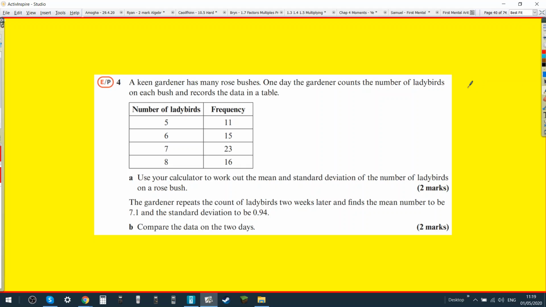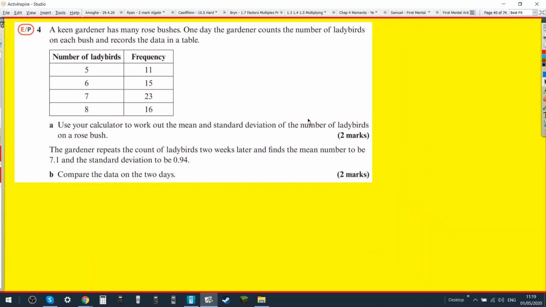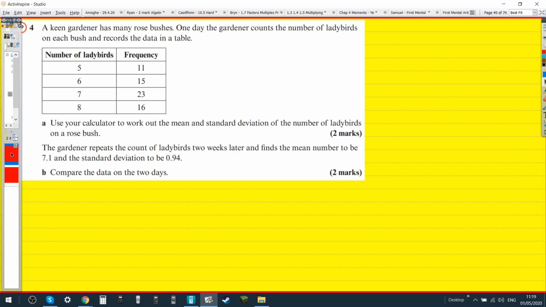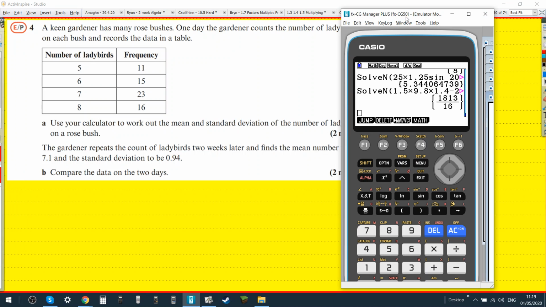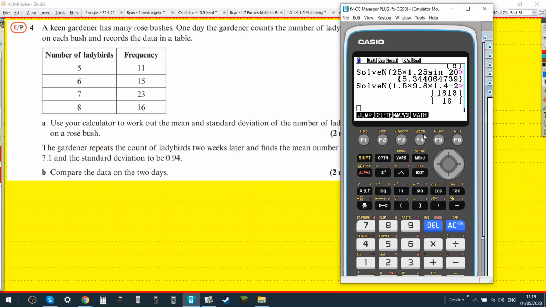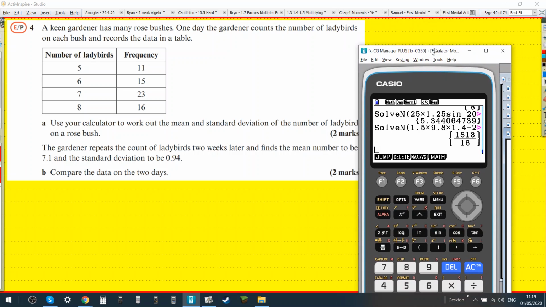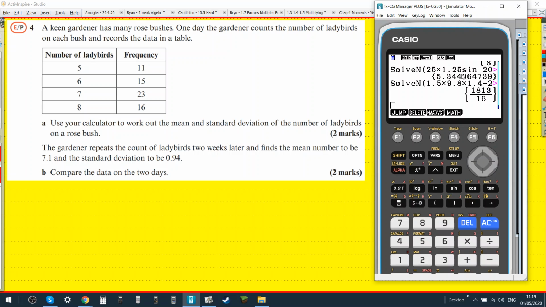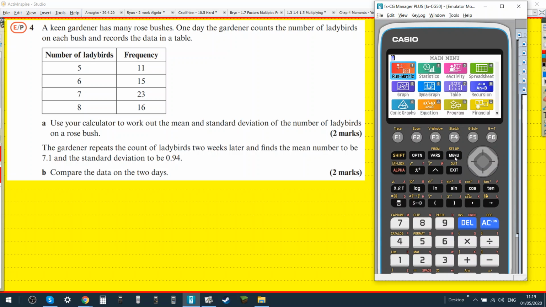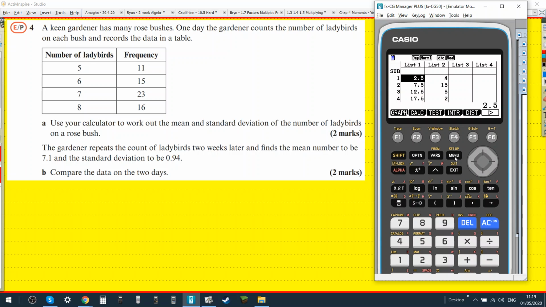Let's see. Use a calculator to work out the mean and standard deviation. Compare the two. All right, we'll do one. Okay, let's do this. So do I just need to put that into my calculator? Yep. Did you say do B or do both? We'll do both. We'd have to do A to do B.